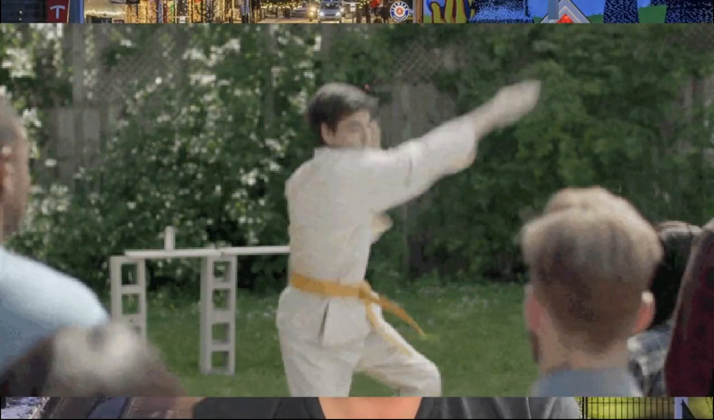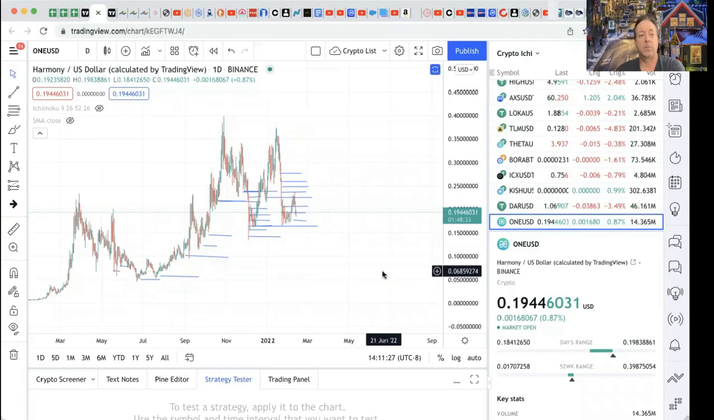So let's go ahead and get started with ONE. Here's the chart. This is ONE. I'm in TradingView right now, and I've drawn the lines in here to speed up this video for you so you can get right to it.